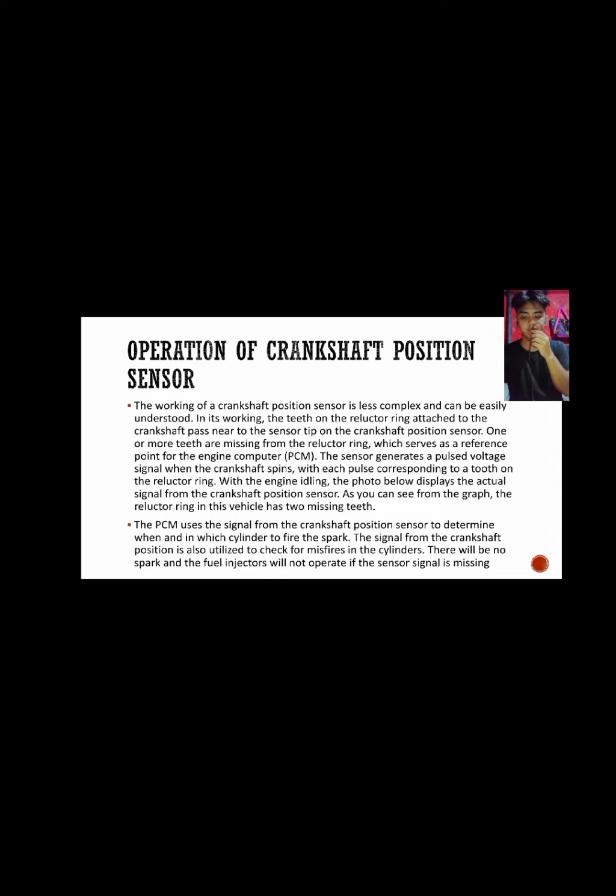The PCM uses the signal from the crankshaft position sensor to determine which cylinder to fire the spark. The signal from the crankshaft position sensor is also utilized to check for misfires in the cylinders. There will be no spark and the fuel injectors will not operate if the sensor's signal is missing.